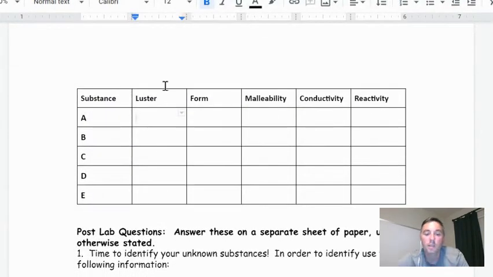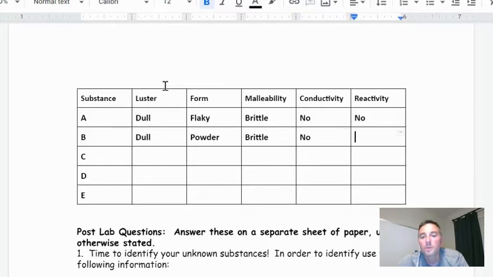The luster of substance A is very dull. Its form is kind of flaky. It is brittle, not conductive, and it does not react with acid. In fact, it stinks. It smells terrible. Substance B is dull. It's a powder. It's brittle, and we'd know that because it's already a powder. If you can make something a powder by smacking it with a hammer, it's brittle. What's weird is sometimes substance B is conductive, but for the most part it's not supposed to be, and it shouldn't really react with acid either.